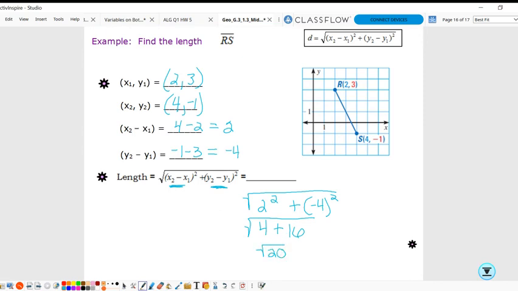Now in our algebra class, we learned how to simplify radicals. So if you simplify this radical, we know it's 4 times 5 to get 20. 4 is a perfect square. The square root of 4 is 2. That's outside the radical. And the 5 is a prime number that stays inside the radical. The answer to this for distance is 2 radical 5.